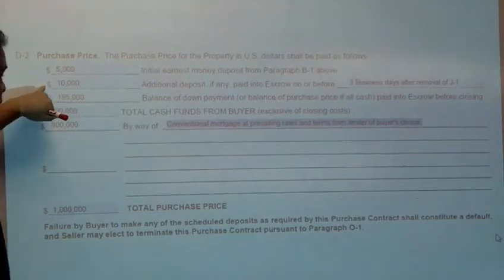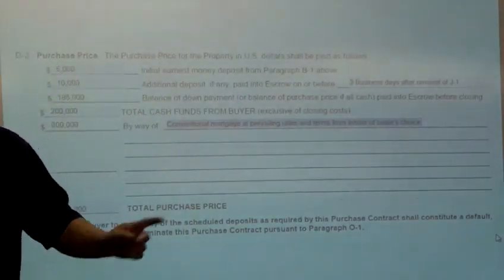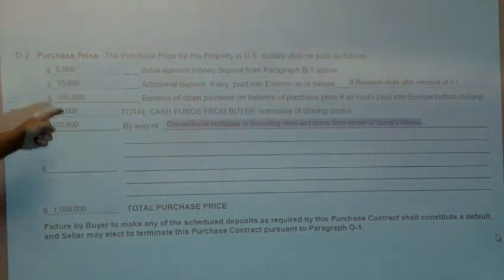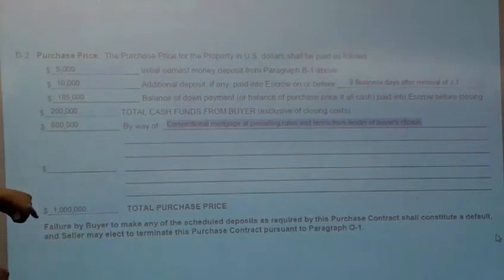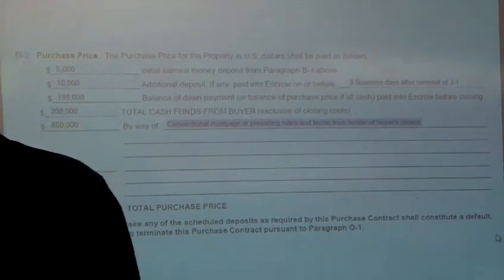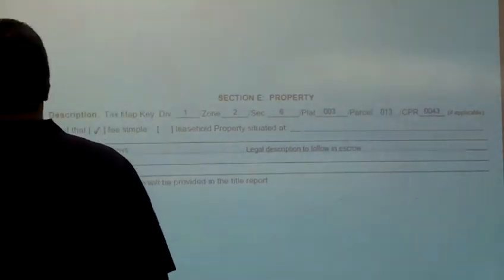If they don't make it within 3 business days after J1, so on the 4th business day they didn't make the additional deposit, what happens? They're in default. We'll talk about O1 and default, but generally when they're in default, it means the seller can make a claim for their deposits. So this is very important to know. Any questions? Next section, E, the property.